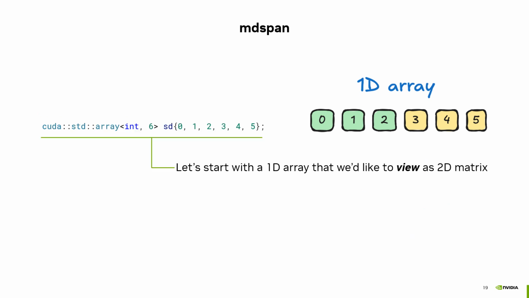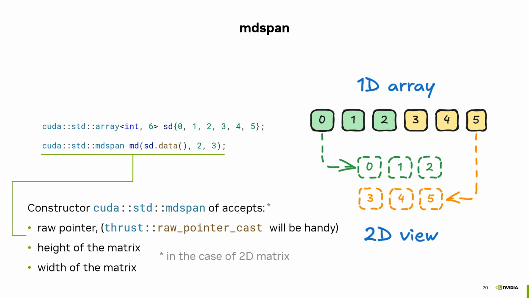Because mdspan doesn't own memory, you need an underlying buffer that holds the actual data. In this example, we've created a cuda::std::array of 6 integers: 0, 1, 2, 3, 4, and 5. mdspan will then view these values in whichever multidimensional shape we specify, but the data itself remains right here in our array. Let's construct an mdspan based on this array.